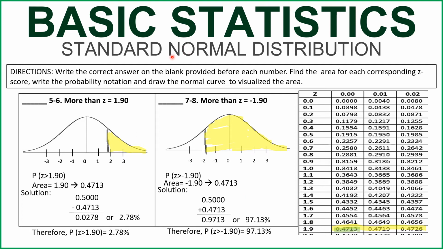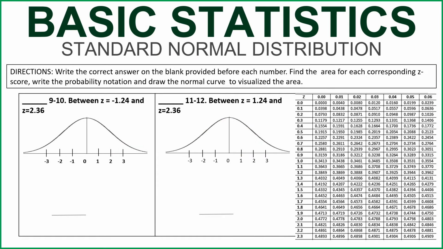So, let's go to our next example. Let us go to our last example. This time, it's between. The first was less than, the second was more than. Now, we will give an example for between. Our first step is to draw the normal curve. So, let's draw it. Let's locate the negative. The given is between negative 1.24 and 2.36. So, let's locate the z-scores.